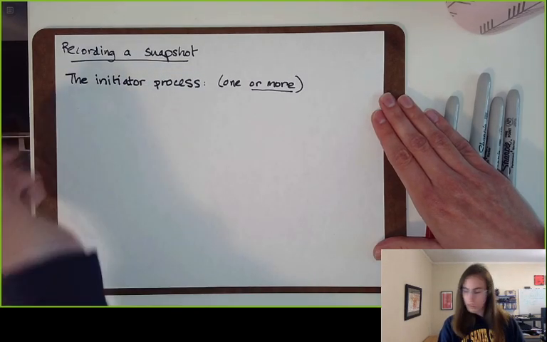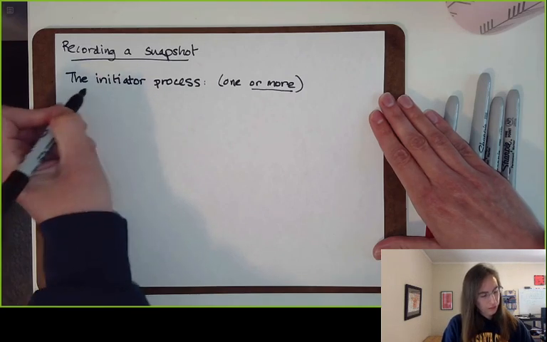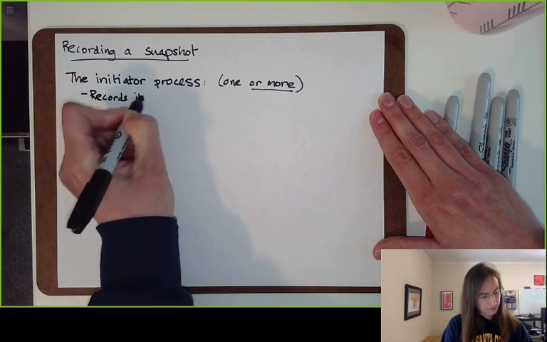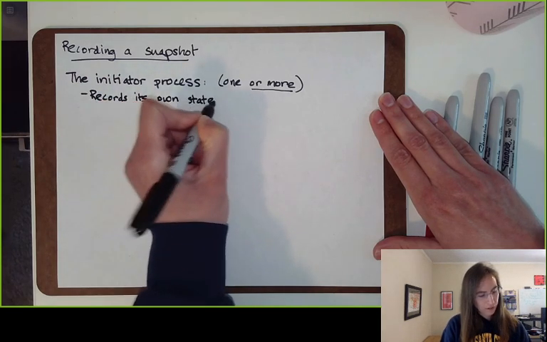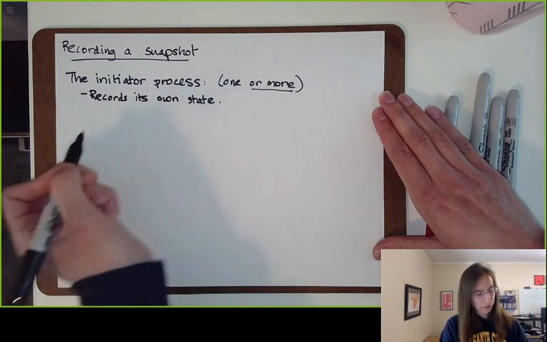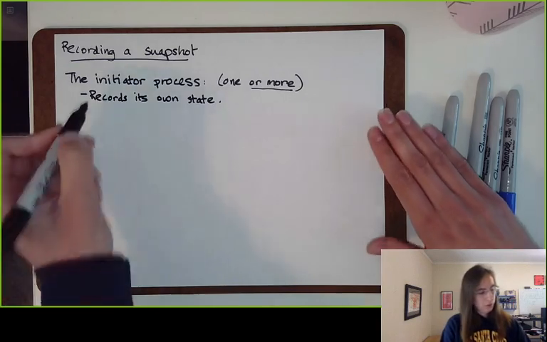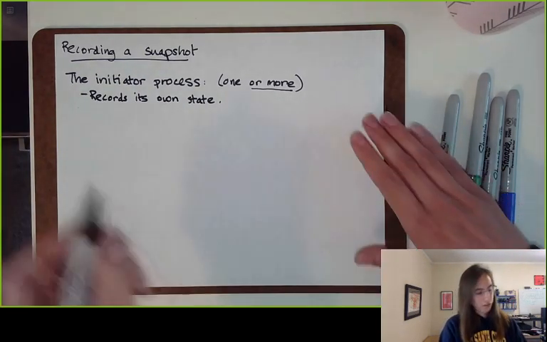So what does an initiator process do? Well, the first thing it has to do is record its own state. So all the events that have happened on it, those are its state. At that point, it's going to send a special message out to the other processes, and that's called a marker message.